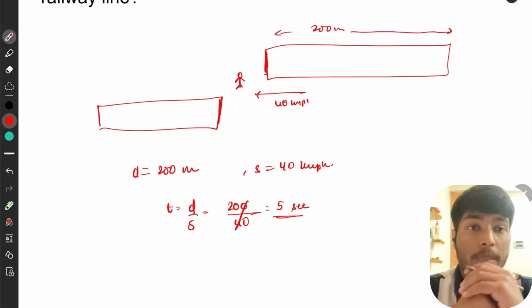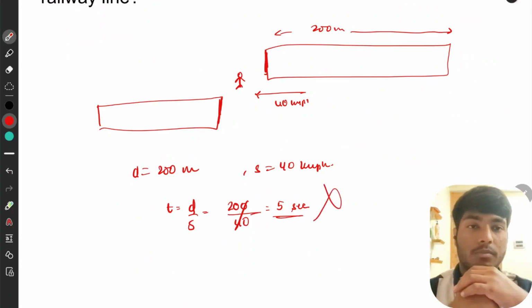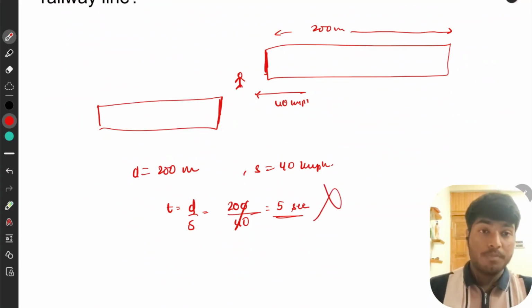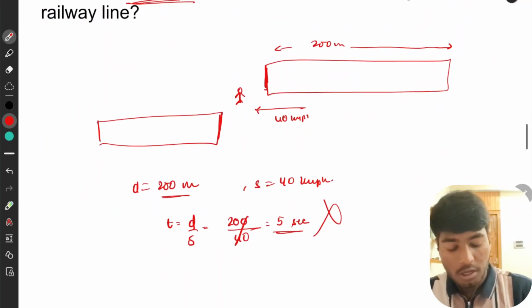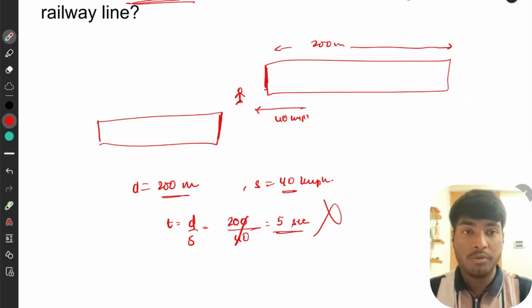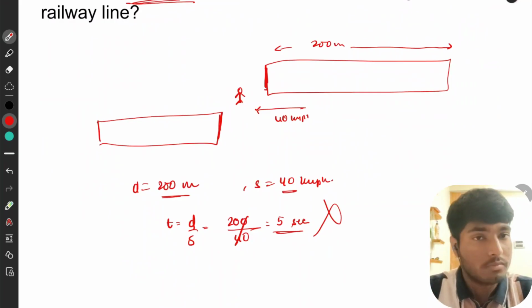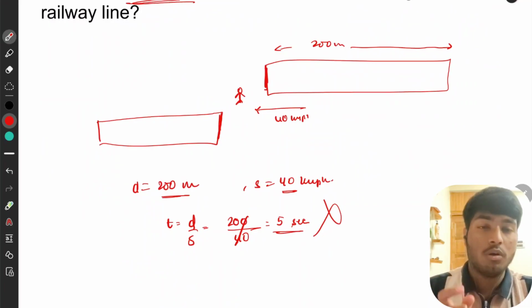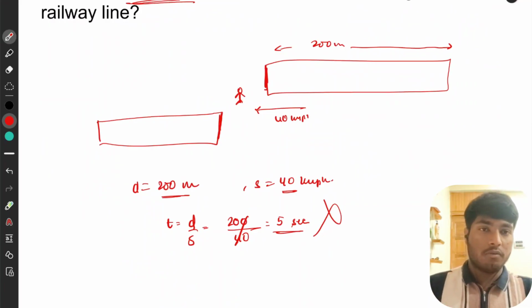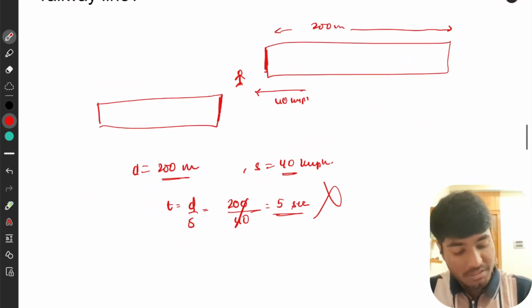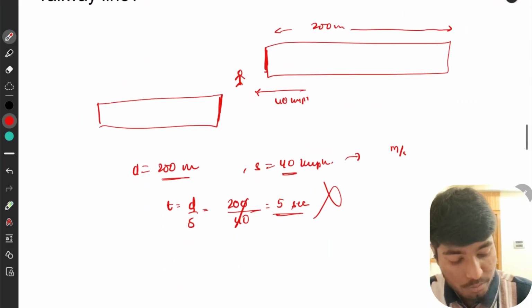Do you think so? That's exactly the wrong answer. Remember what I said: all the units should be the same. If you are taking the distance in meter, how can you take the speed in kilometer per hour? That is exactly the wrong thing. So I have to convert the speed from kilometer per hour to meter per second.